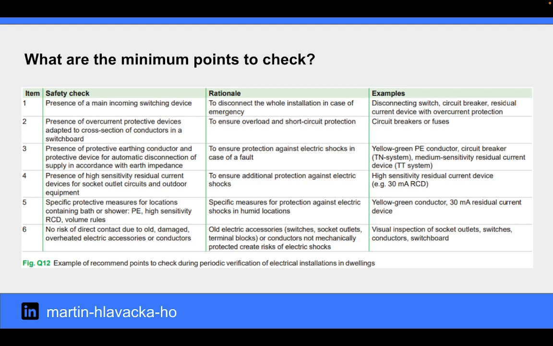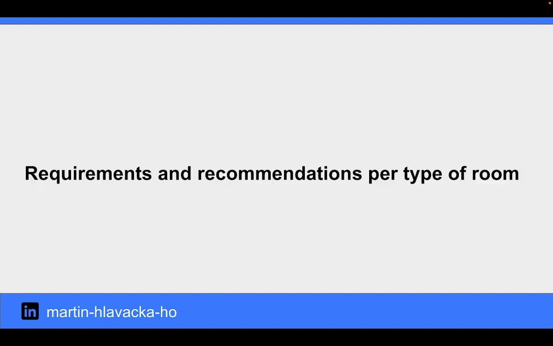In this table, you can see an example of recommended points to check during the periodic verification of electrical installations in dwellings. Requirements and recommendations per type of room.